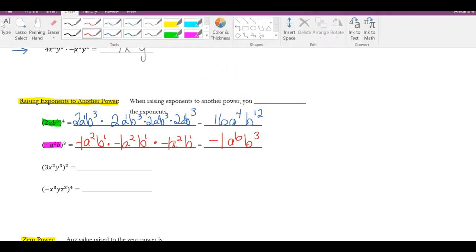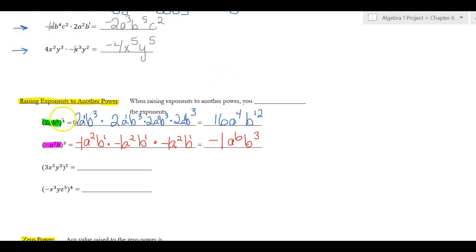This rule's a little harder to see, but essentially what you're doing is taking this exponent and applying it everywhere. So it becomes 2 to the 4th because there's nothing there. This becomes a to the 4th. And then this one becomes 4 sets of 3, which is 4 times 3, which is 12. So when you raise an exponent to another power, you multiply the exponents.